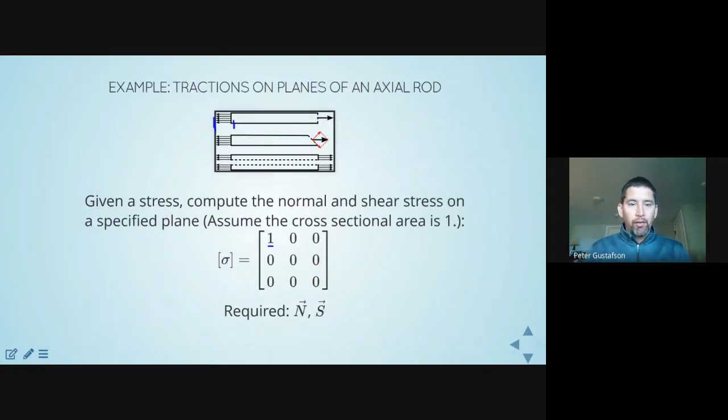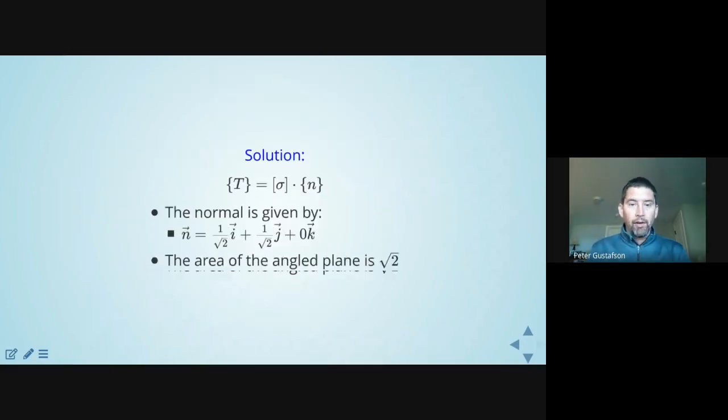We were using this example here where I had a very simplistic uniform stress in the x direction, so sigma xx was equal to 1. All other stresses in this coordinate system were 0, and I was asking you to calculate n and s, that is the normal component of the traction vector and the shear component of the traction vector. And we went through and did this very simplistic example.